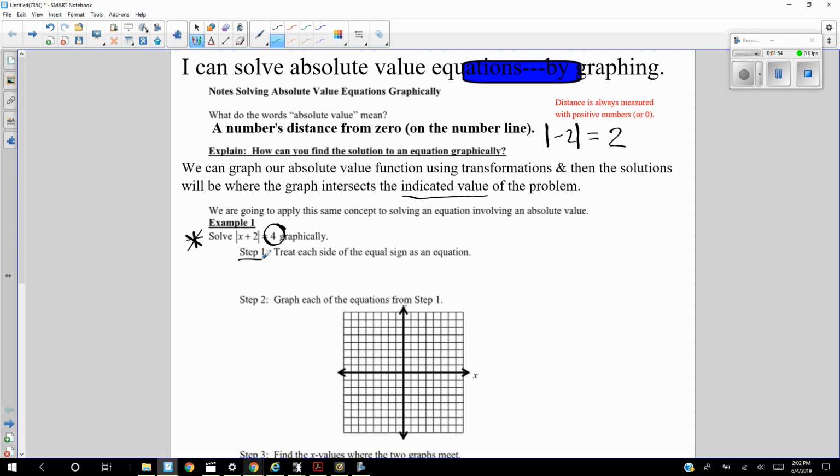Step 1, we're going to treat each side of the equal sign as an equation. So first off, I'm going to take the left-hand side, and I'm going to graph that function. So I'm going to graph the function f of x equals the absolute value of x plus 2. So I'm going to go ahead and do that down here. Of course, that's a V-shaped graph that's been shifted left 2.